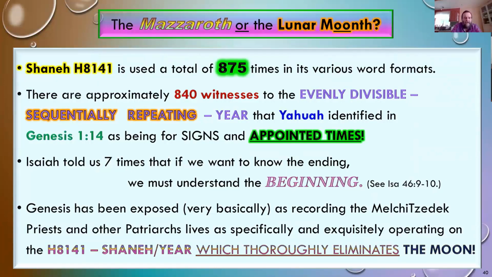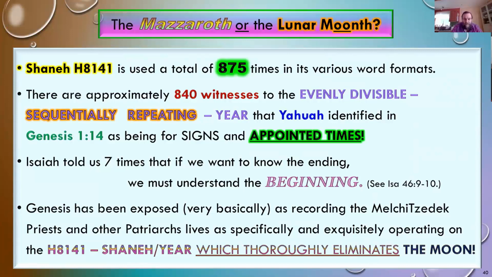Shanei 8141 is used a total of 875 times in the various word formats. This is 875 times in the Tanakh, and I hope you can realize how many times you will find this word Shanei written. That's a massive amount through the Tanakh. There are approximately 840 witnesses to the evenly divisible, sequentially repeating year that Yahuwah identified in Genesis 1:14 as being for signs and what? And for his appointed times.